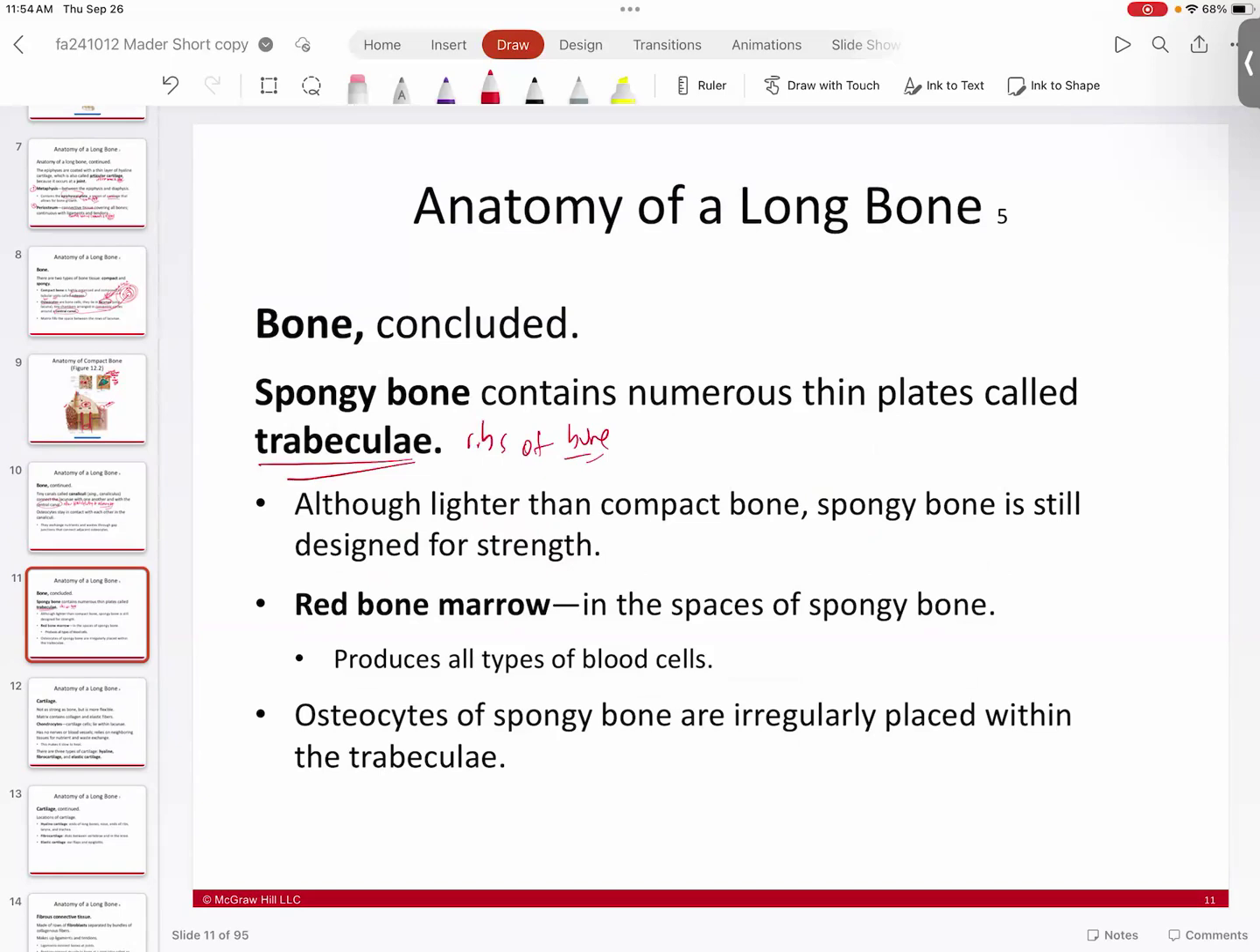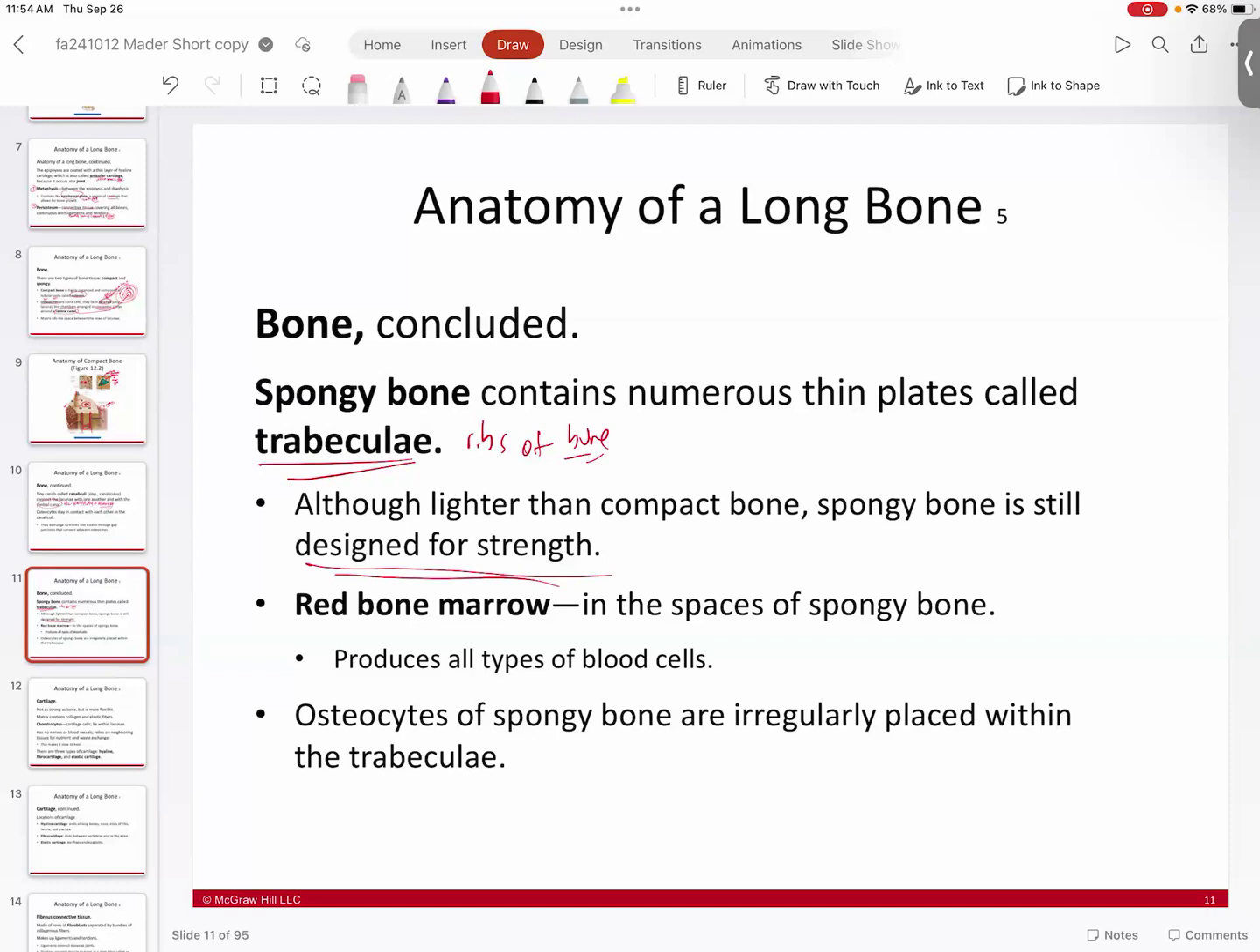And so they oftentimes are a little bit lighter than compact bone, because they've got a lot of open space in between these little trabecular ribs. But it's still designed for strength. So it still can provide strength, just it's not as tight and compact as compact bone.